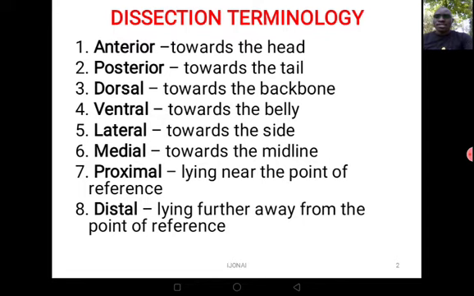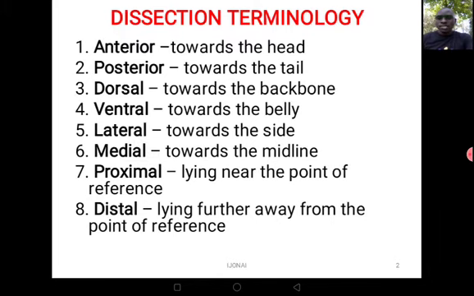Then we have dorsal. Dorsal simply means towards the backbone or towards the back. That one is the dorsal part of the body, the part of the body which is located towards the vertebral column or the backbone. And then we have the ventral. The ventral is just the opposite of the dorsal. That one simply means towards the belly, the underside of the body. That is ventral. So you can easily use words like ventrally located or dorsally.